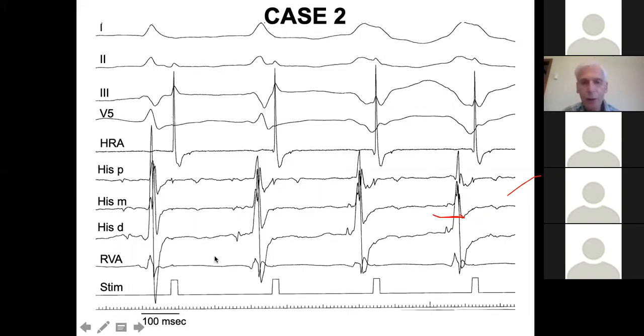So obviously rate dependent left bundle is clearly not the right answer because the HIS is not in front of the QRS. So that's an easy one. Now, how do we know that the right answer is an atrial fascicular? The key observation is that when it becomes wide, there is reversal of the HIS activation sequence from proximal distal to distal proximal.